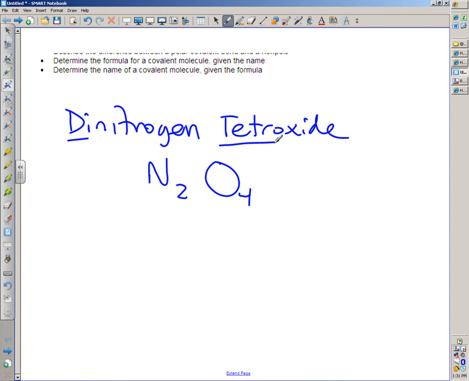Okay? Yes, Sean? And then the one after that is just switching it around, going backwards, right? So if I give you this formula, that's then going, okay, I know that the name has to include the name of the 2 elements, right? Then the prefix is to tell me how many, so that's how we get to the dihydrogen monoxide.